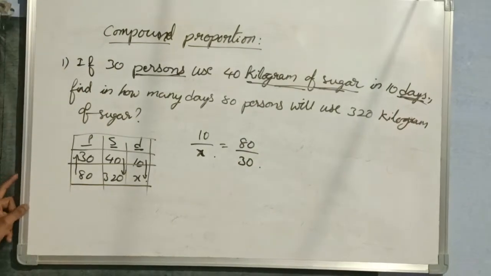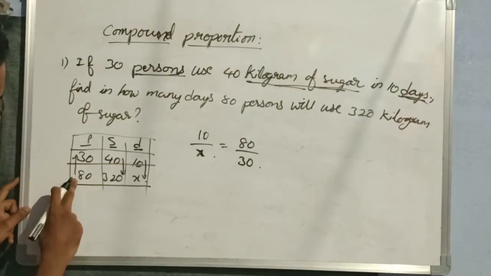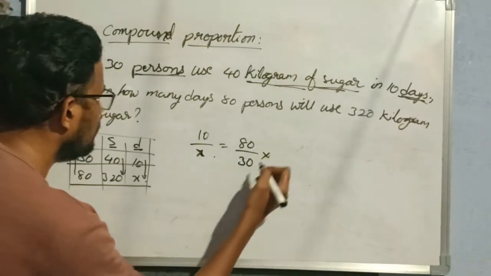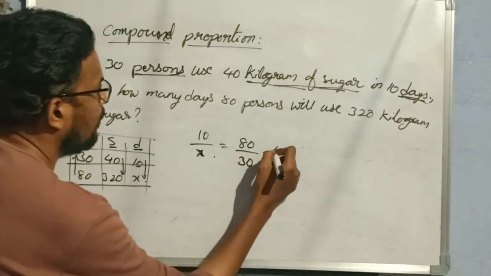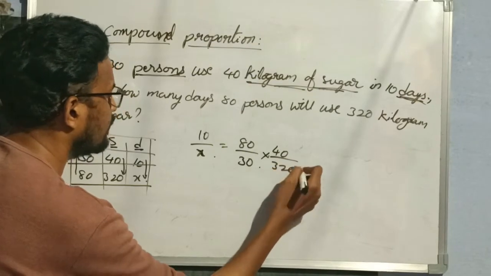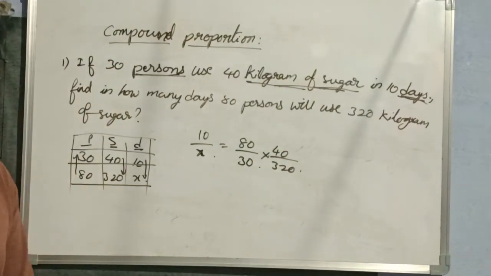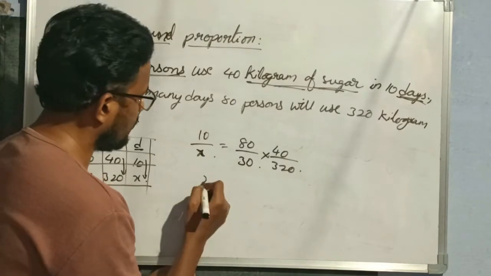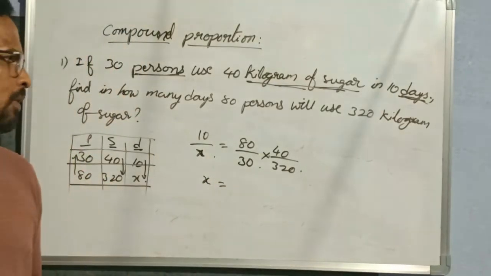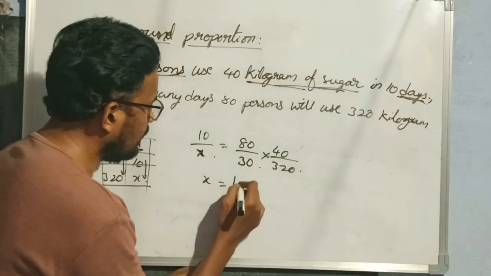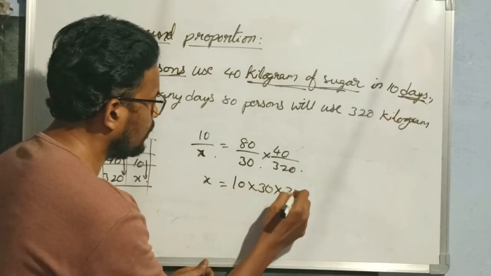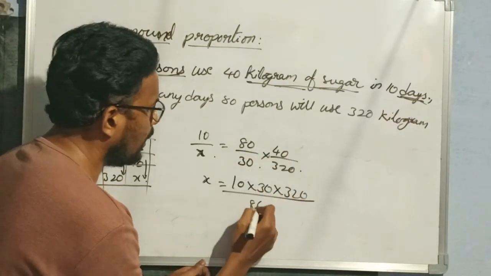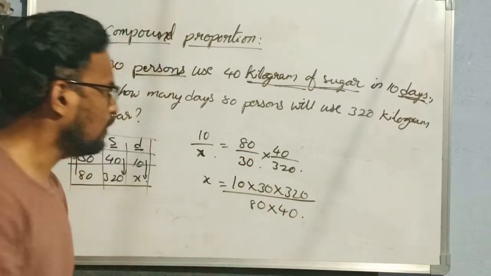Okay. Always start from the tail. So here tail is 80. So 80 by 30 into. So here tail is 40. 40 by 320. Understood? Now what you have to do means cross multiply. So here x is equal to 10 into 30 into 320 by. Now what are remaining here? 80 into 40. Okay.